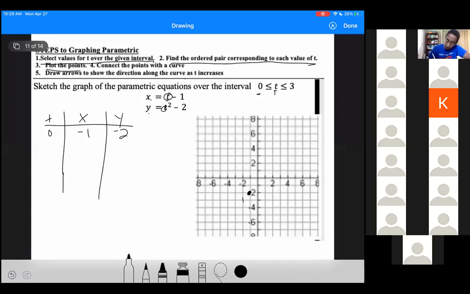At t equals 0, you have a point there. And we would keep going. We would do 1, 2, and 3. We're going to stop at 3 because it goes from 0 to 3. So if I plug in 1, this is just the algebra here, 1 minus 1, 0. Plug in 1 for here, 1 squared minus 2, negative 1. So at a t of 1, a point right here is (0, -1). So that's t equals 1.